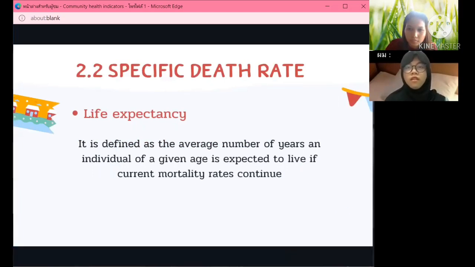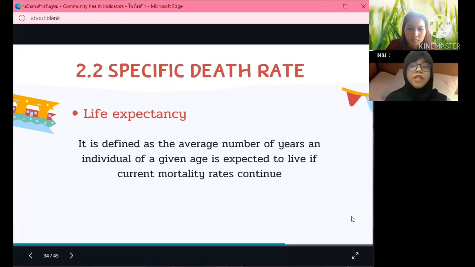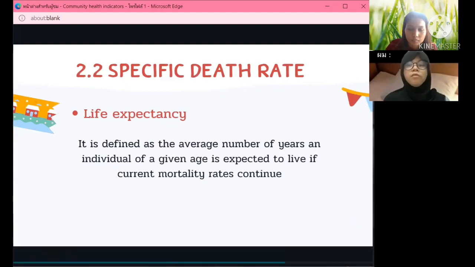The second is life expectancy. It is defined as the average number of years an individual of a given age is expected to live if the current mortality rate continues.